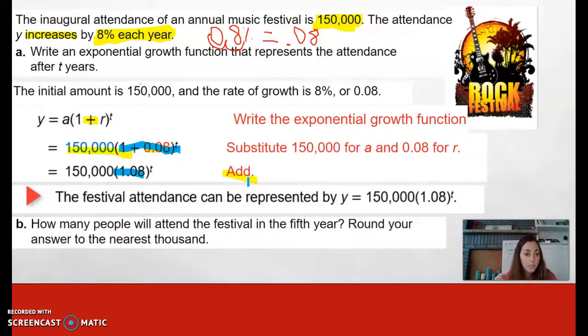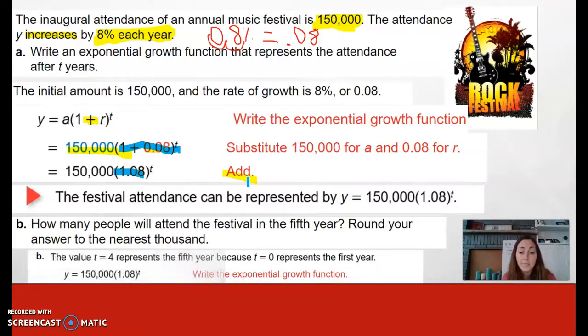Okay, so the second question is asking, how many people will attend the festival in the 5th year? And here we have to be really careful, because year 1 is not year 1. It's the starting year, so it's year 0. So I have 0, 1, 2, 3, 4. So my 5th year, my t is 4. So you've got to be very careful of that. T equals 4 in the 5th year. I hope that makes sense, using your hand to literally count the 5th year, because it's 0, 1, 2, 3, 4. Okay, and now my function is y equals this whole function, right?